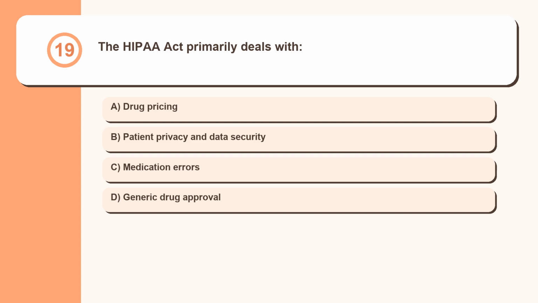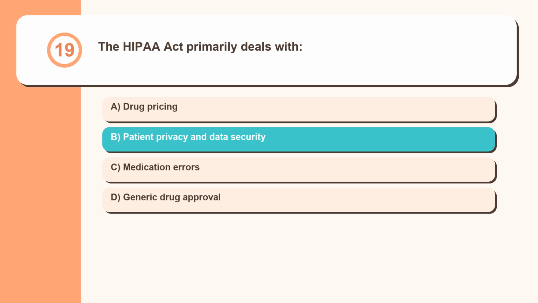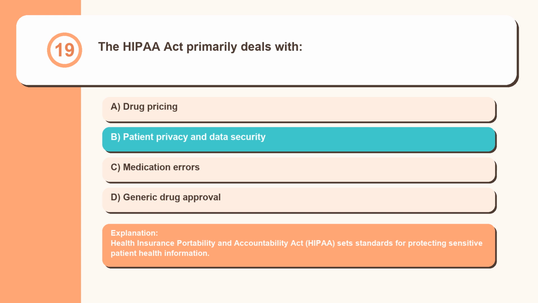Question 19. The HIPAA Act primarily deals with drug pricing, patient privacy and data security, medication errors, generic drug approval. Health Insurance Portability and Accountability Act, HIPAA, sets standards for protecting sensitive patient health information.